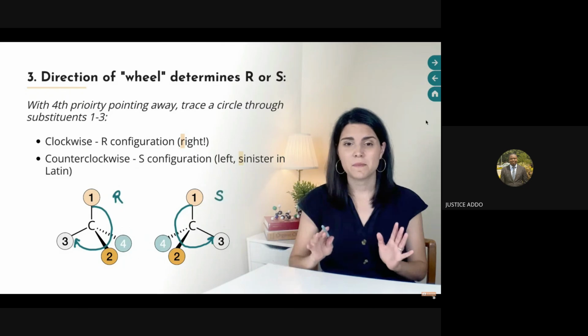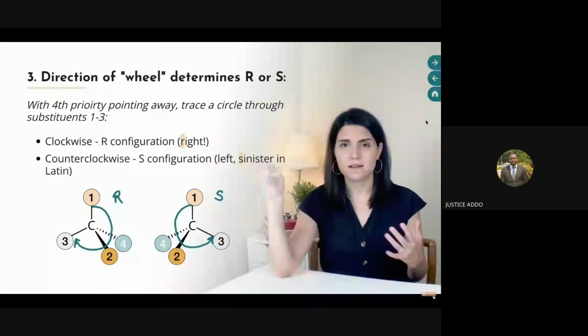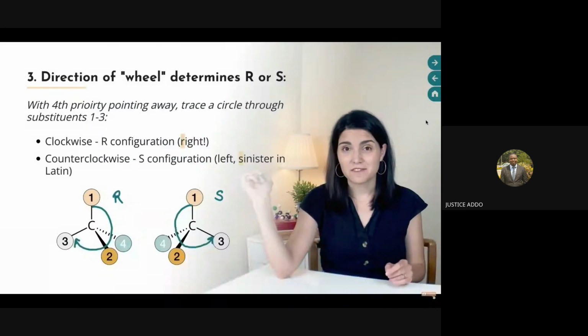An easy way to remember this is that from the top, clockwise goes to the right, so R for right, and for the other configuration, the S, from the top, it goes to the left, and the Latin word for left starts with S.